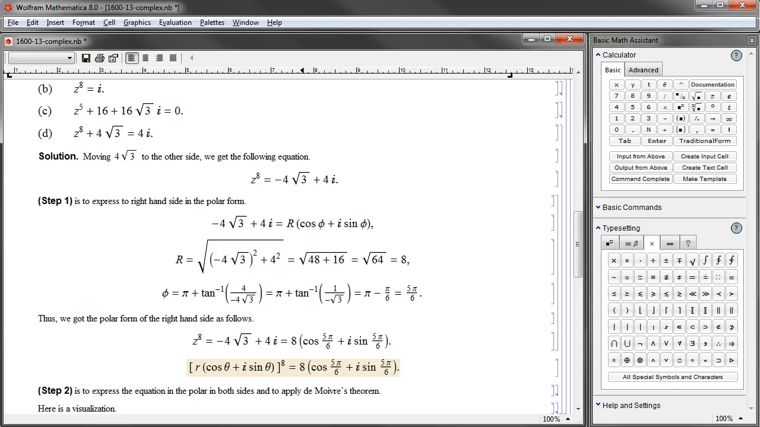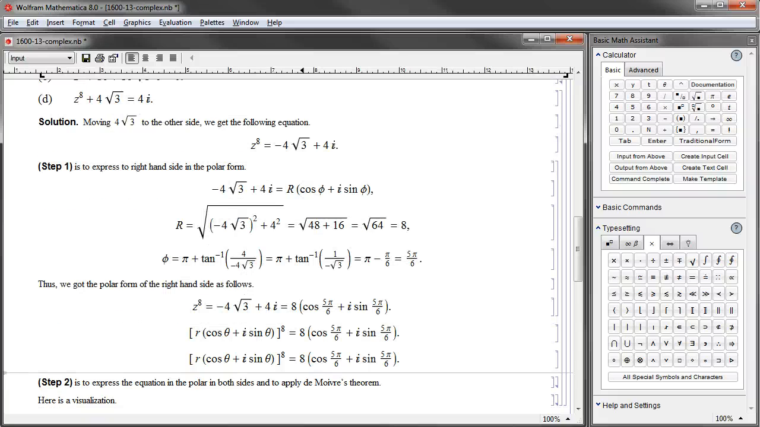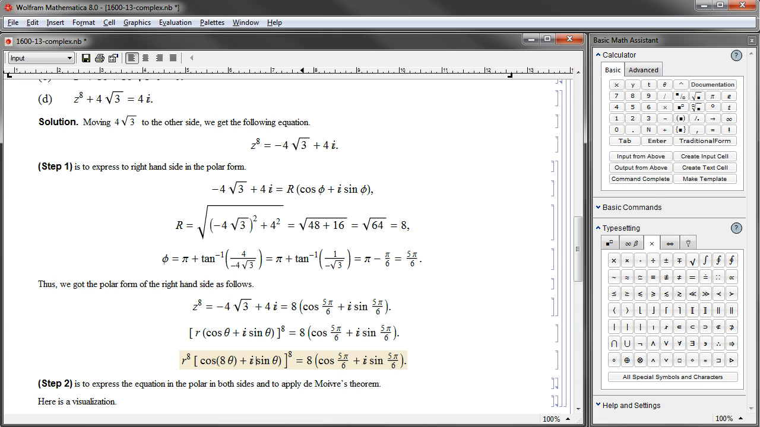Okay, and then if we apply the de Moivre's theorem, this is what we are going to get. R to the 8th power, and by de Moivre's theorem we need 8 theta there, and the right hand side as you see over here. Now compare the modulus and the argument.